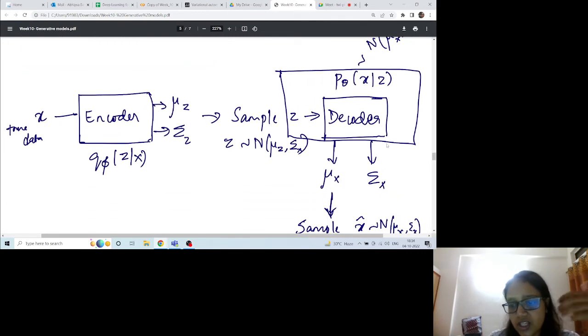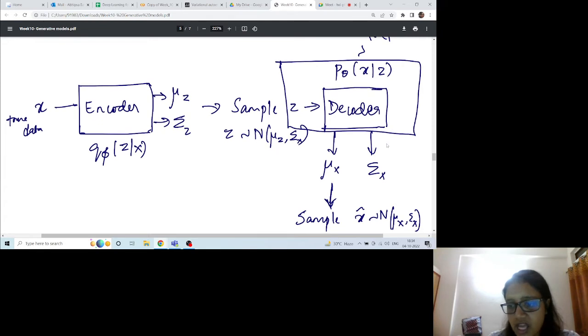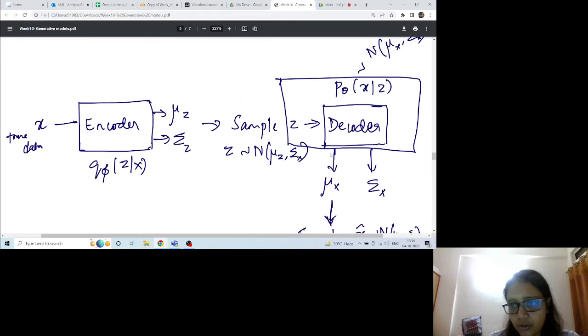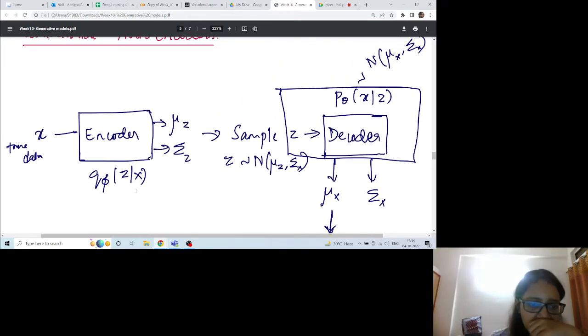Here it is also assumed that your image space is also Gaussian. Essentially, in the encoder stage, you are trying to model this distribution. You're trying to learn this distribution q of phi of z given x. So given x, you are trying to model the distribution of z.